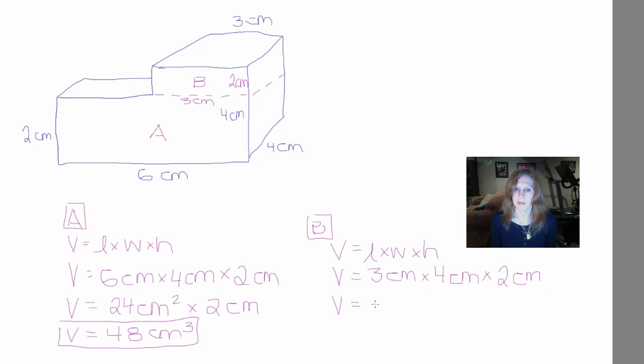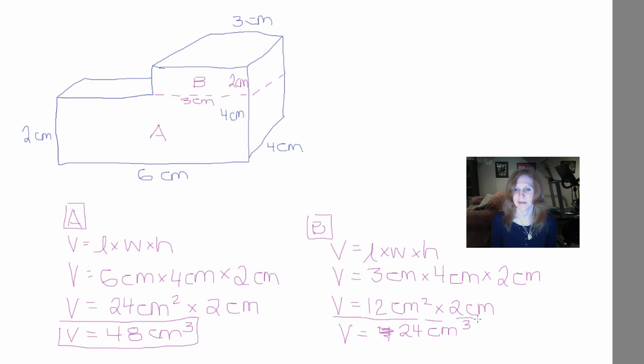So 3 times 4 is 12, 12 square centimeters. Times 2 centimeters, and 12 times 2 is also 48. No, 12 times 2 isn't 48. What were we thinking about? Scribble that out. 12 times 2 is 24. I owe you a push-up because I'm losing my mind again.